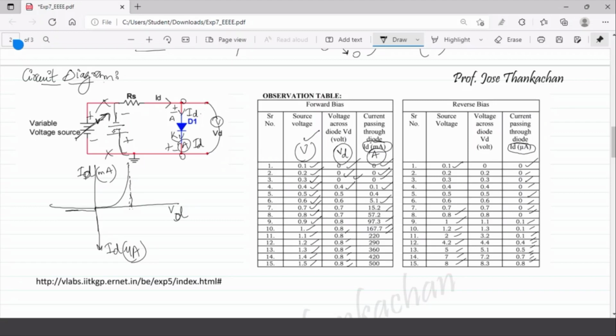So this is in microamperes. This scale is very small, 1000 times smaller than that of your positive y-axis. You should understand that this is basically an expanded variation. And what will happen if we keep on increasing the source voltage in the negative reverse bias condition?